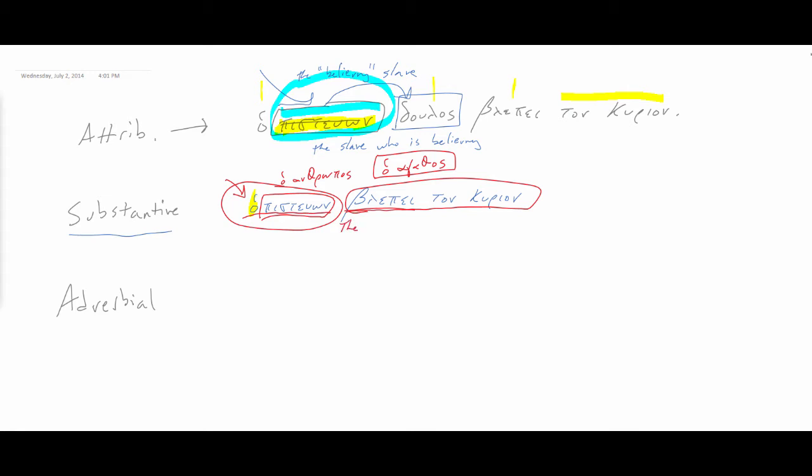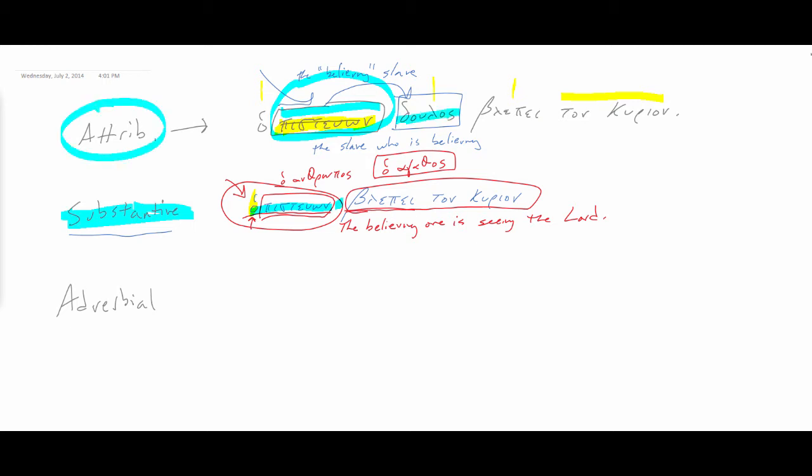The believing one, or the believing man. We're saying man because it's masculine singular, not because the word man is there. Let's just say one. The believing one is seeing the Lord. That is the substantive use of the adjective, where the participle is standing in and functioning as a noun. There's no explicit noun in the sentence that it's modifying, as opposed to the attributive, where there is an explicit noun that the participle is modifying.